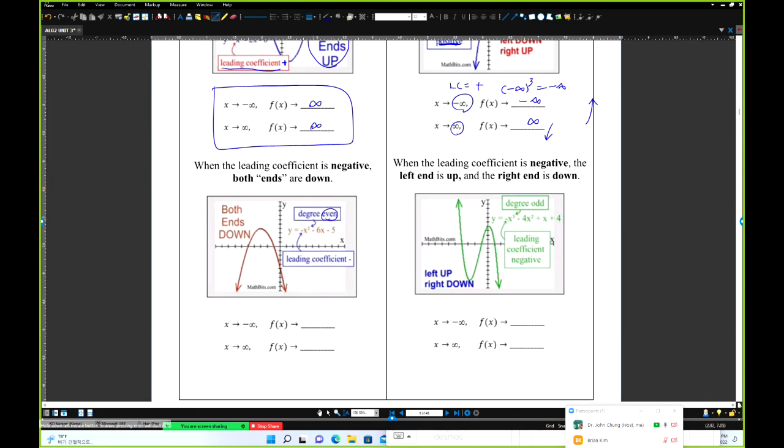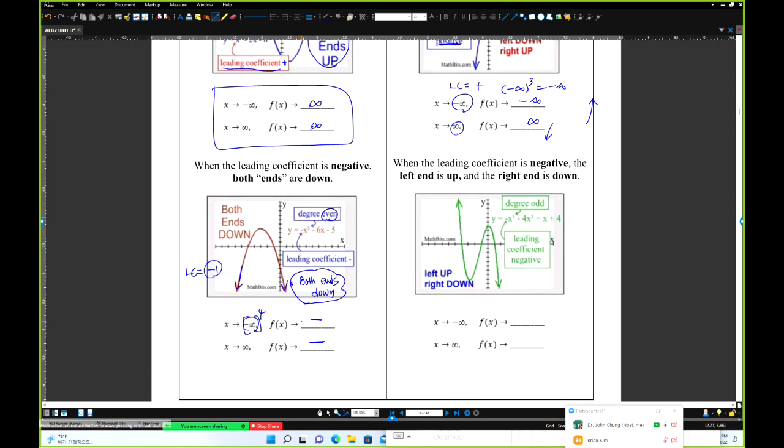Over here, both exponents are even, so the directions are the same, but it depends on LC. At this time, LC is a negative number. Negative 4, any even number makes a positive, but the leading coefficient is negative. Negative times positive is still negative, so both ends go down. Simply, you can say it this way.